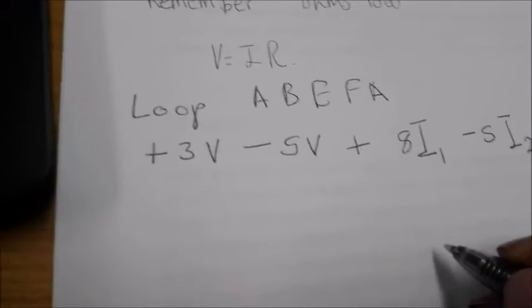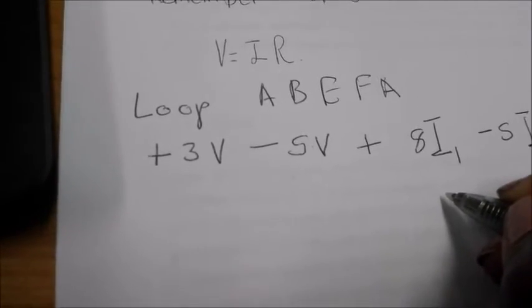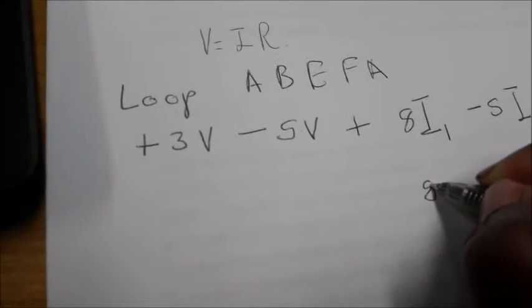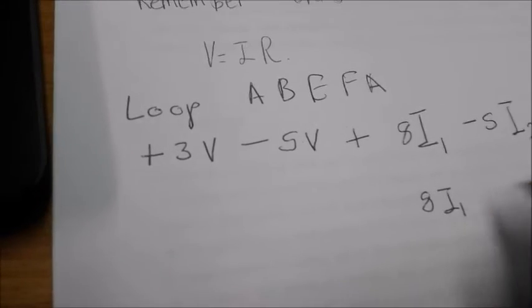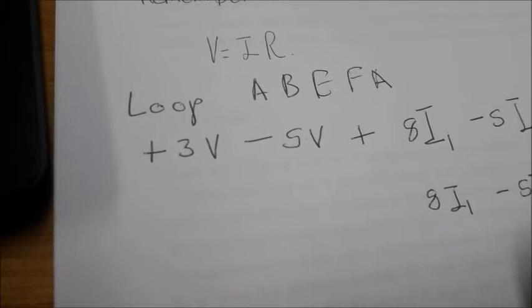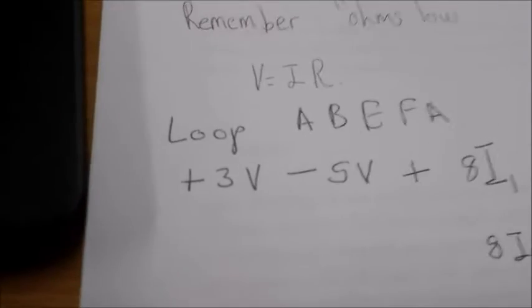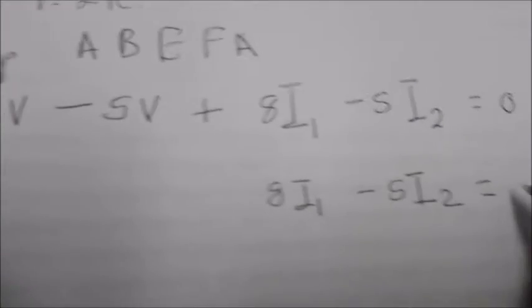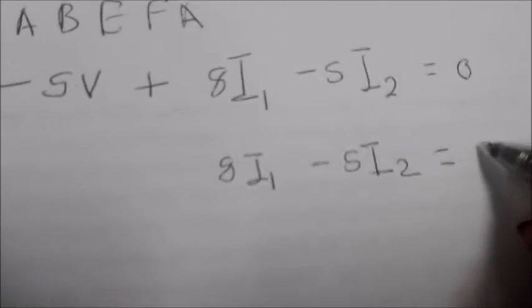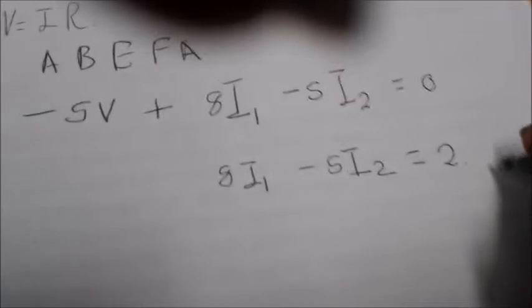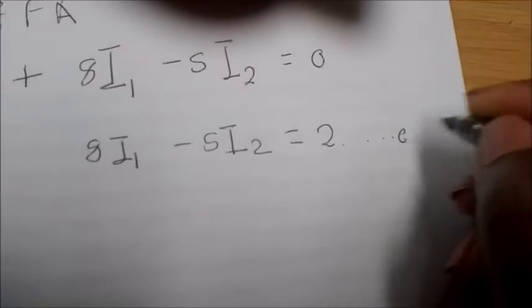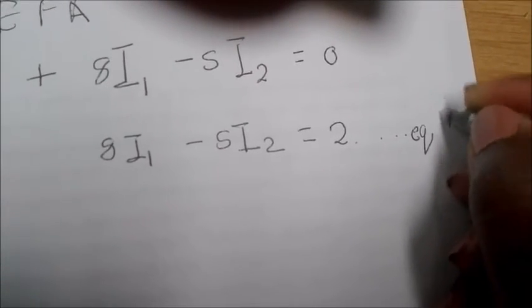When you eventually summarize all of this, you end up with 8 I1 minus 5 I2, and your voltages, you can obviously sum that up and take it to the other side, and you're going to end up with a positive 2 that's going to sit there. So this will now represent equation 1. Okay, so now we've done the first loop.